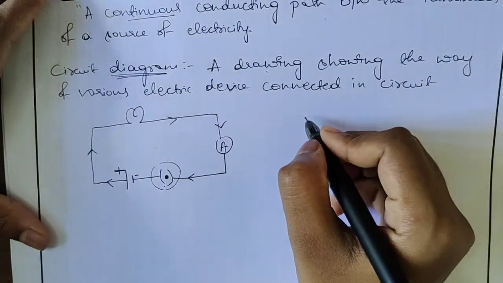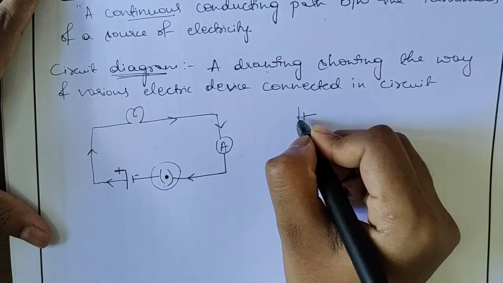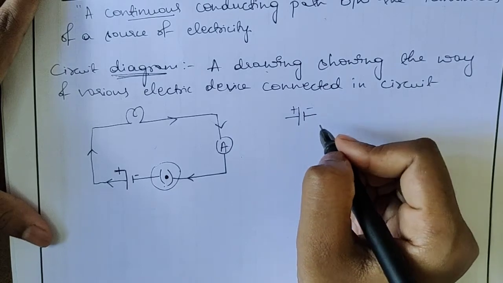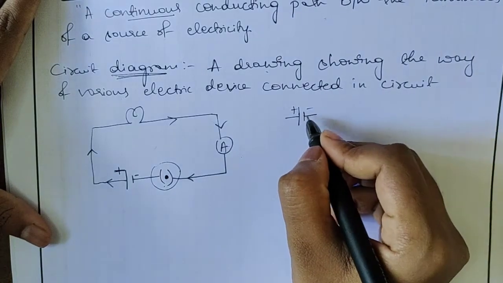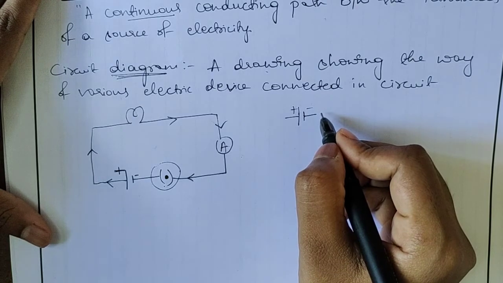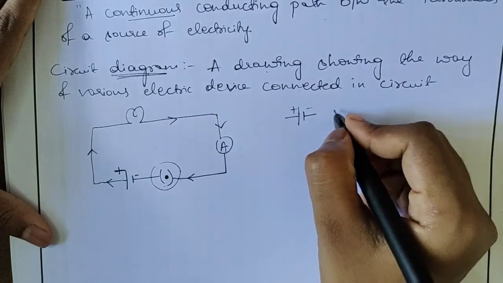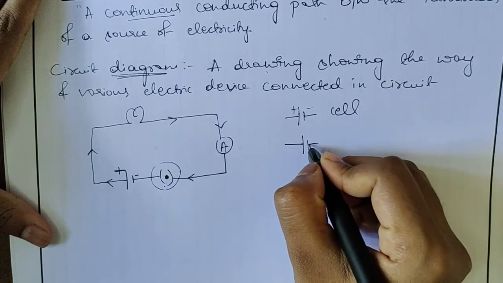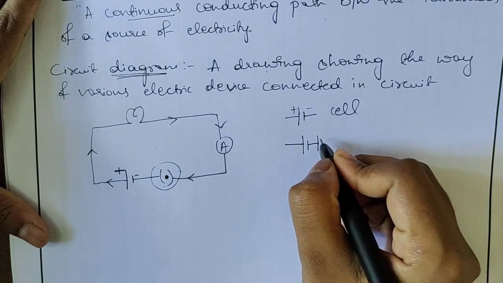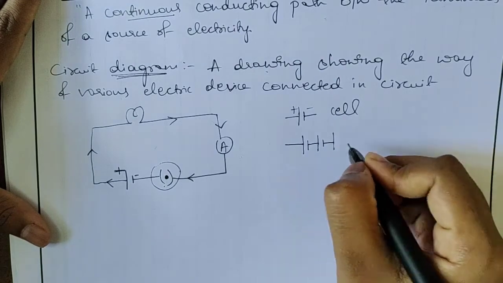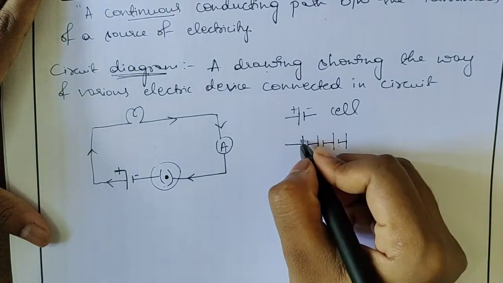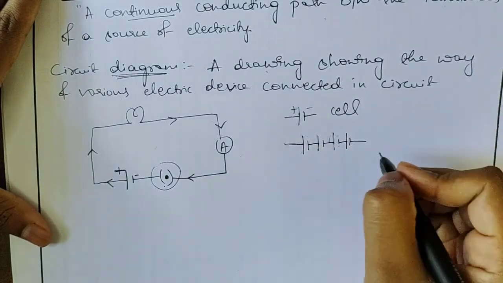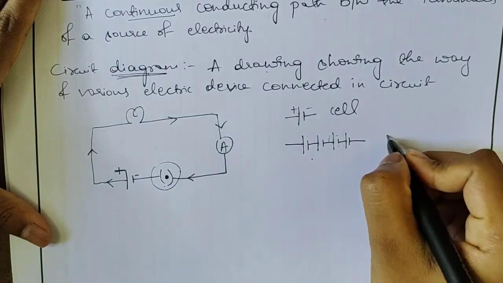Okay, so cell. Now listen, a cell is nothing but one positive and one negative terminal. This is called a cell. Suppose we have a number of cells joined to one another, then it is called a battery. Now how does that look? After negative it will always connect to positive, that means the long line. Again short, again long, again short, again long. So this is one cell which is connected to another cell, and this is connected to another cell, and this is connected to another cell. Now this is called a battery.